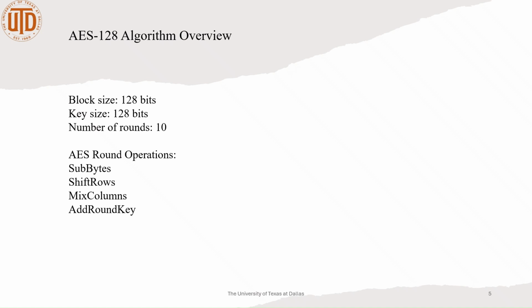AES 128 is a symmetric block cipher with 128-bit block size and key size. It performs 10 rounds. Each round applies sub-bytes, shift rows, mix columns, and add round key operations, with the final round skipping mix columns.